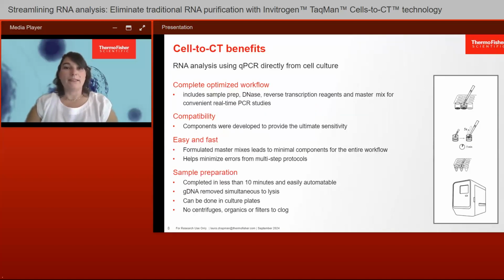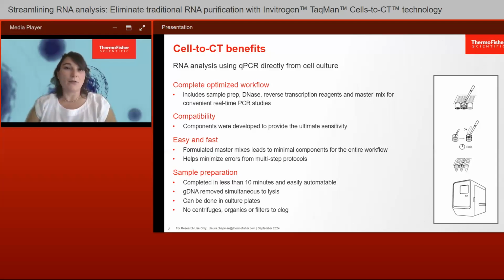Some more of those benefits is that it was completely optimized together. So the lysis reagents, the RT, and the qPCR master mix were all optimized to work together to give you the best and most sensitive detection for your RNA from your samples. And the other thing that I mentioned previously is it's very fast and it's very easy.